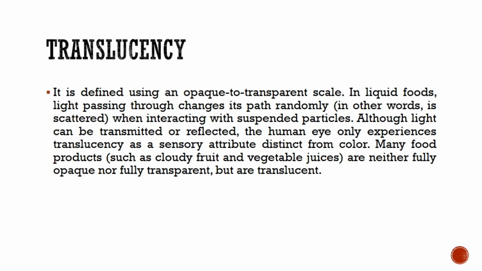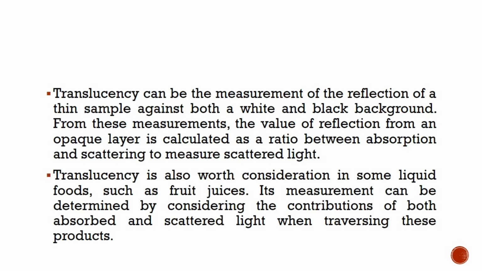Translucency. It is defined using an opaque to transparent scale. In liquid foods, light passing through changes its path randomly. In other words, it is scattered when interacting with suspended particles. Although light can be transmitted or reflected, the human eye only experiences translucency as a sensory attribute distinct from color. Many food products, such as cloudy fruit and vegetable juices, are neither fully opaque nor fully transparent, but are translucent.